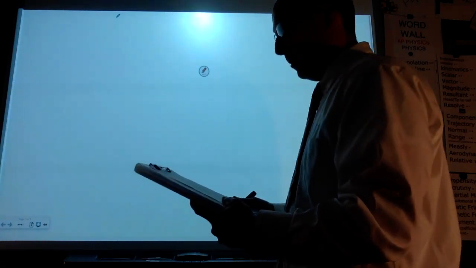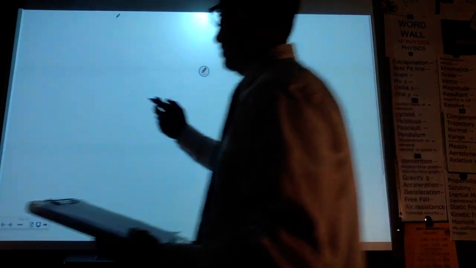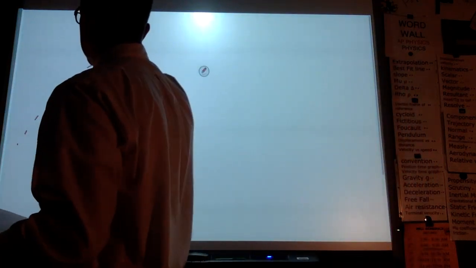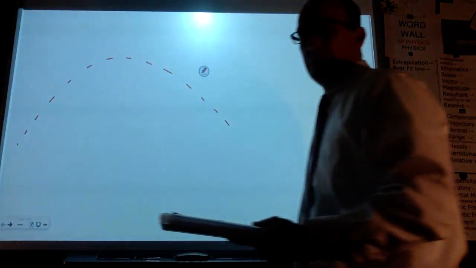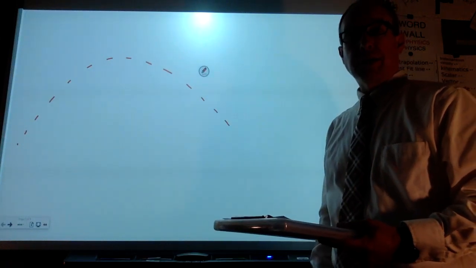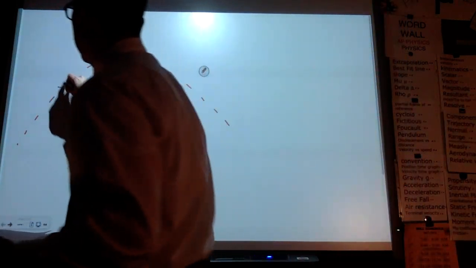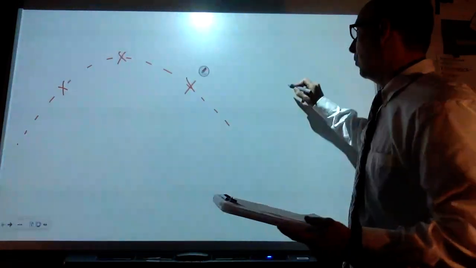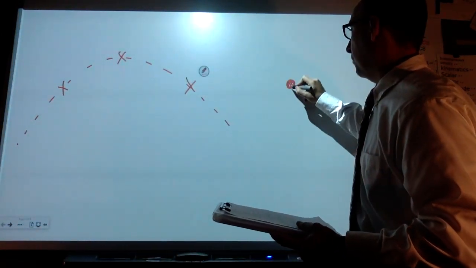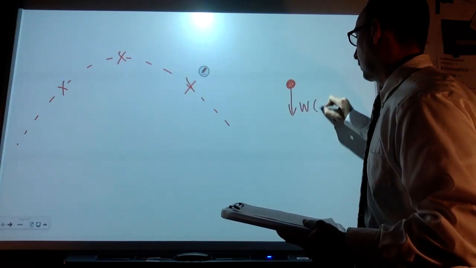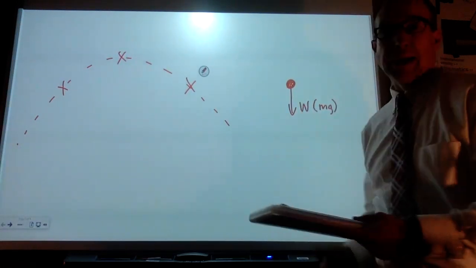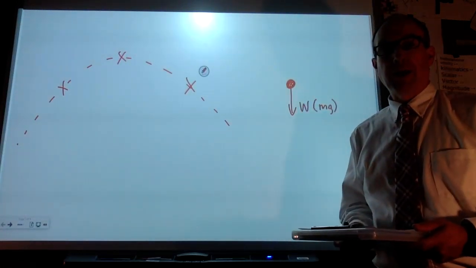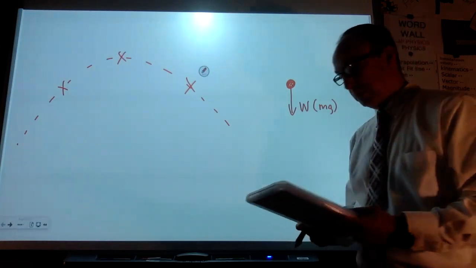So the first one is a ball in projectile motion. No matter where this ball is in projectile motion, whether it be here, or here, or here, the only force on it would be weight, which we could also write as mg.